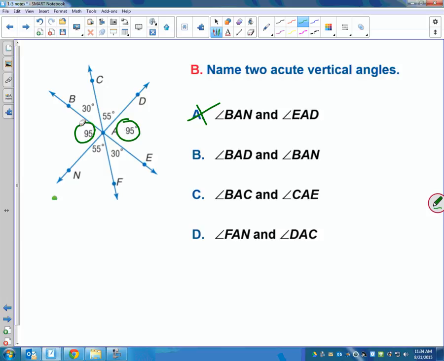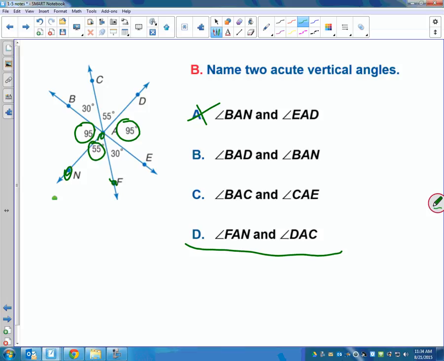These two are vertical angles. These two are vertical angles, but you just have to figure out which one's up there. BAD is this whole thing, and BAN is not even a vertical angle to that. I think it's got to be D. Did you pick D? You're picking it now. Why is it D?